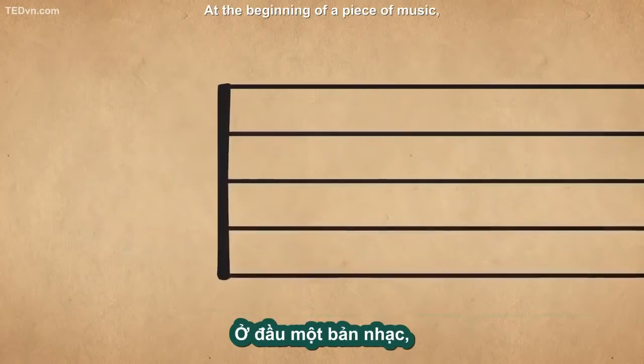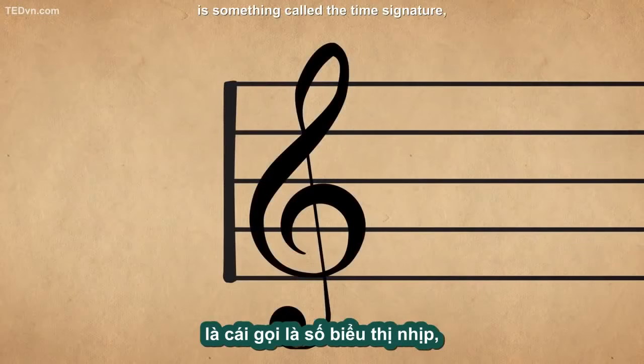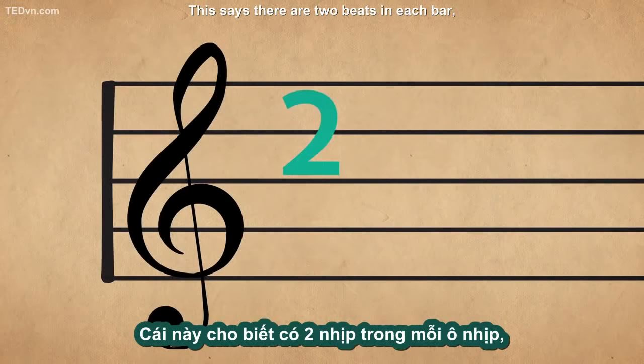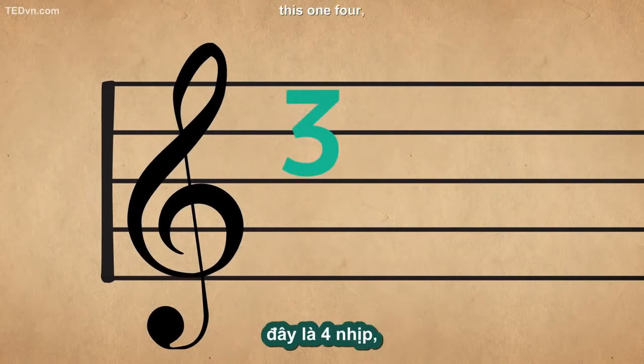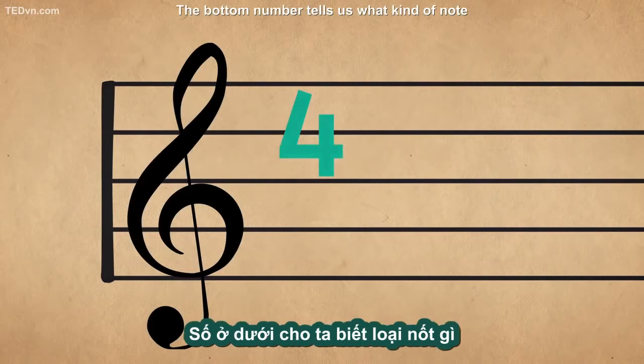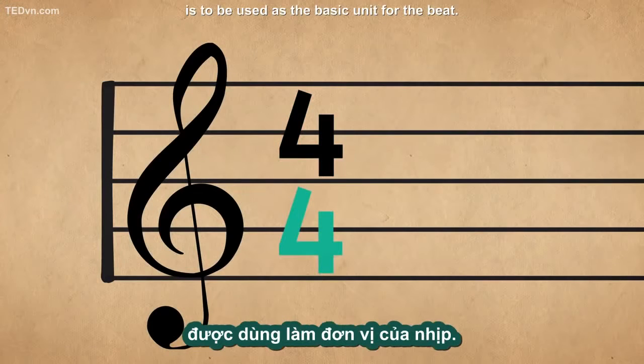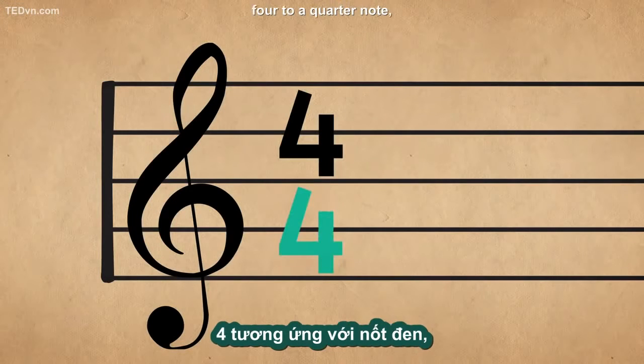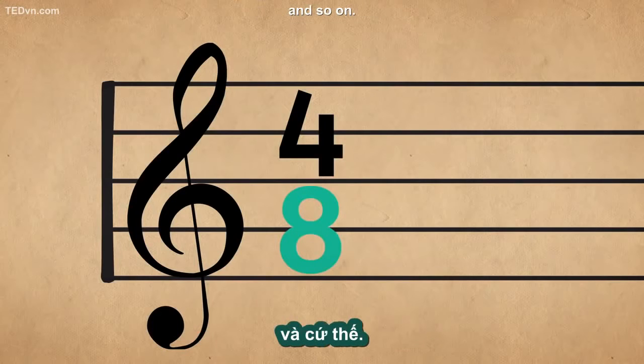At the beginning of a piece of music, just after the clef, is something called the time signature, which tells the performer how many beats are in each bar. This says there are 2 beats in each bar, this says there are 3, this one 4, and so on. The bottom number tells us what kind of note is to be used as the basic unit for the beat. 1 corresponds to a whole note, 2 to a half note, 4 to a quarter note, an 8 to an 1/8 note, and so on.